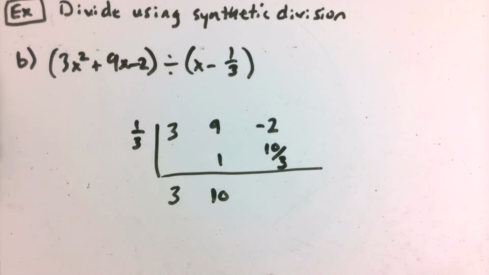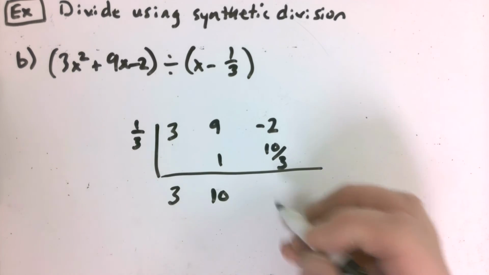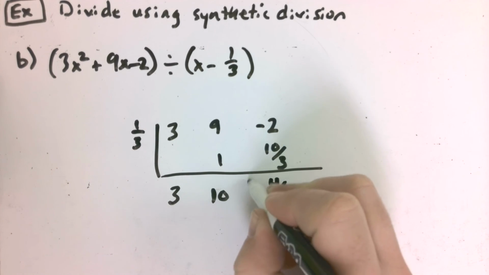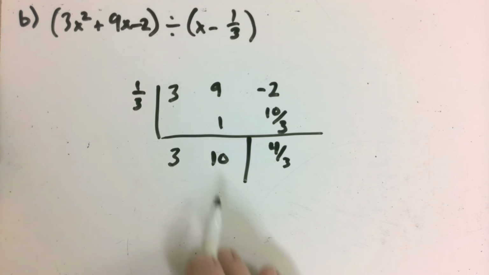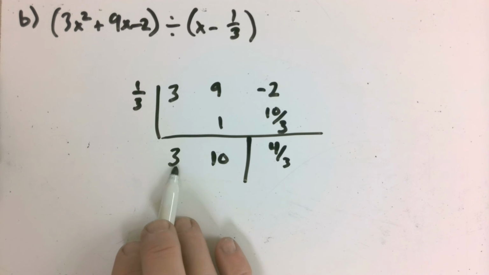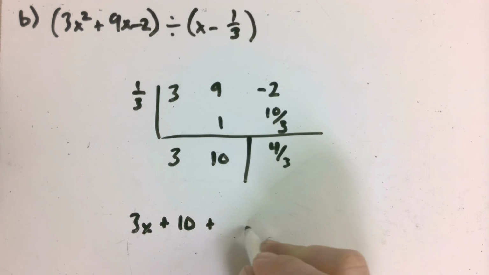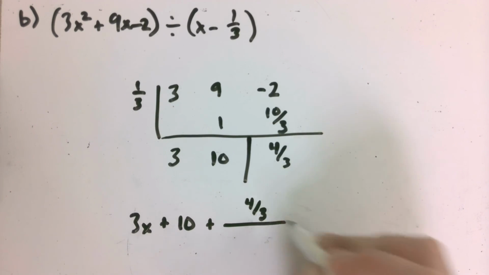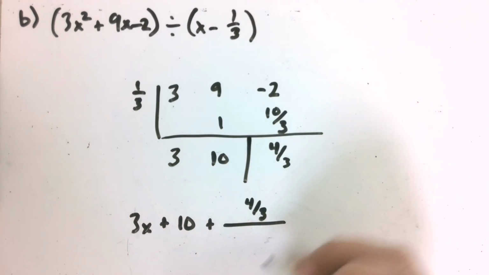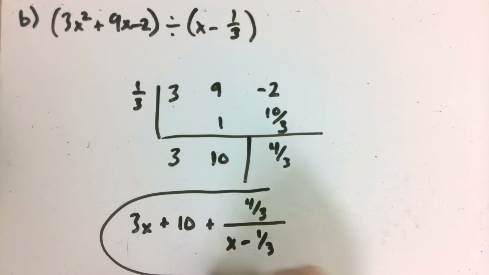And negative 2 plus 10/3, well, you'd want a common denominator there. So you'd want to think of this like a negative 6/3, and negative 6/3 plus 10/3 is 4/3. So that's what the synthetic division process would look like. This term here is a constant, the one in front of that is an x, so our final answer for our quotient is a 3x plus 10, and then we want plus our remainder, which happens to be 4/3 this time, over our divisor, which is an x minus 1/3. And that is what our final answer would look like.